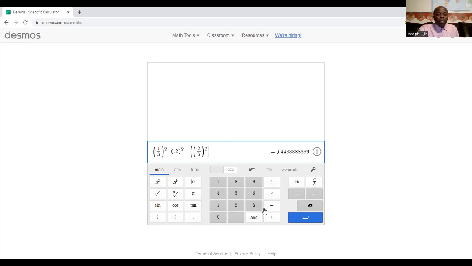Squared, plus, excuse me, times, okay, times 0.1 squared. You can see 0.00888889. So I'm going to stop at the fourth decimal place, which is 0.0089. And you can see it here.